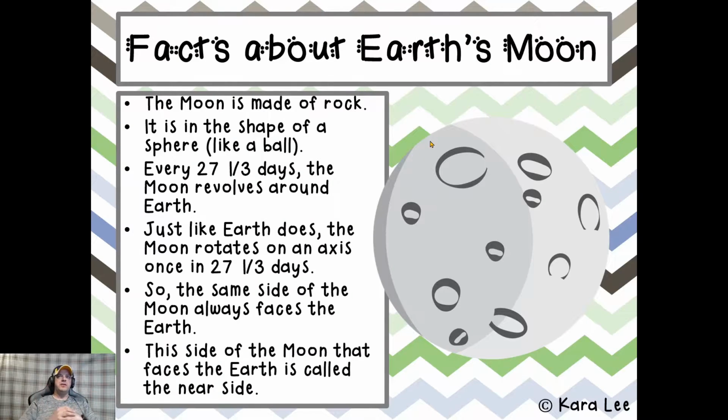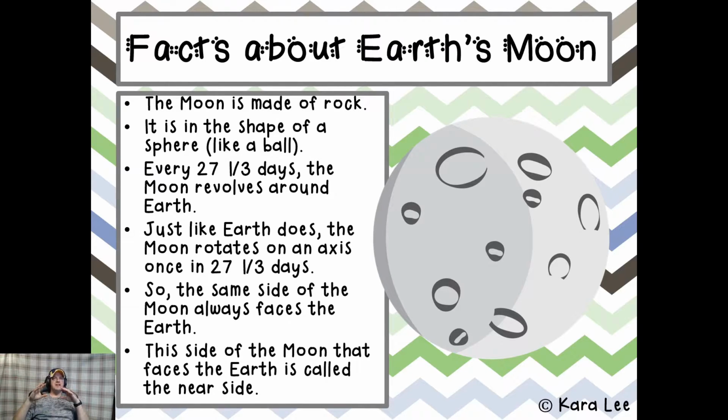So some facts about the moon. We only have one of them. Only one. The moon is made strictly of rock. It is just like any other planet floating around, including our own. It's a sphere. It's a ball that spins around us. And every 27 1/3 days, the moon revolves around the Earth. Which means if this is the Earth, it takes 27 1/3 days for the moon to go from this position all the way around and back to the other side, or from where it originally started.